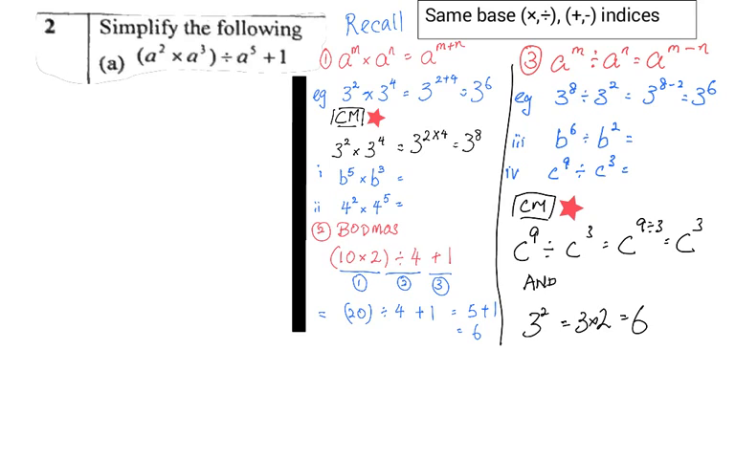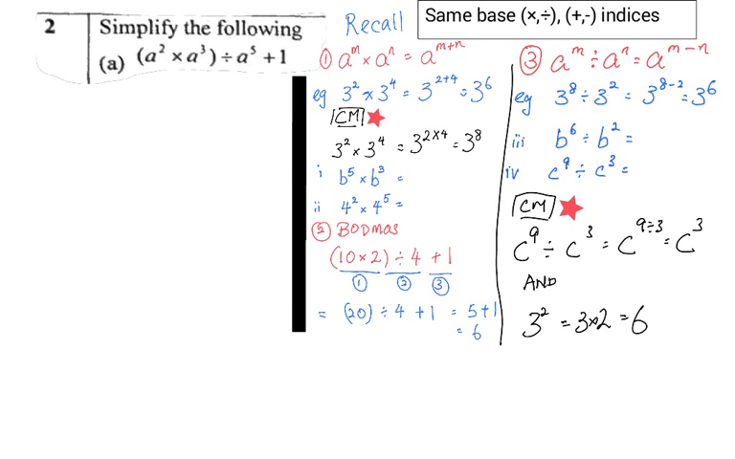Now the other one is on BODMAS. We say that if I have a bracket, I will do bracket first, followed by division, multiplication, and addition, subtraction. So in this case, I will take 10 times 2 first, followed by divide by 4, and followed by plus 1. Do you get the 6 as the answer as well? Very good.